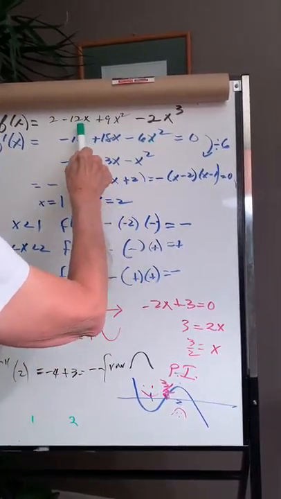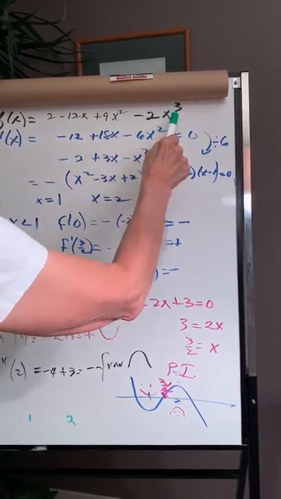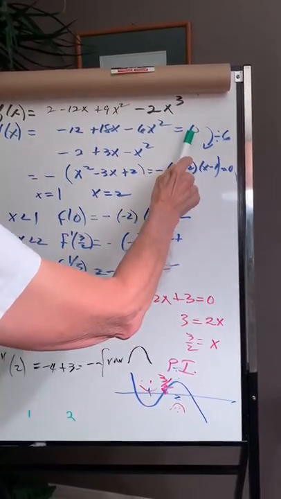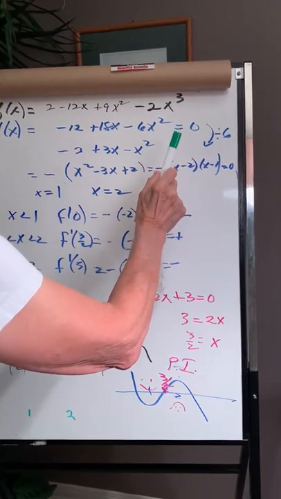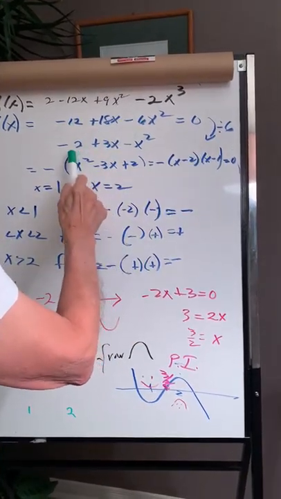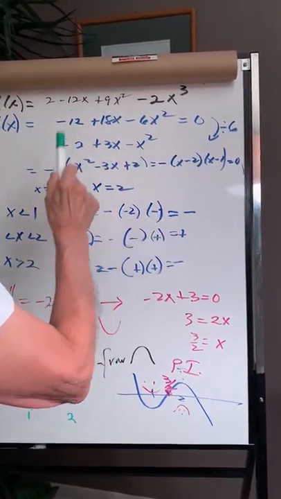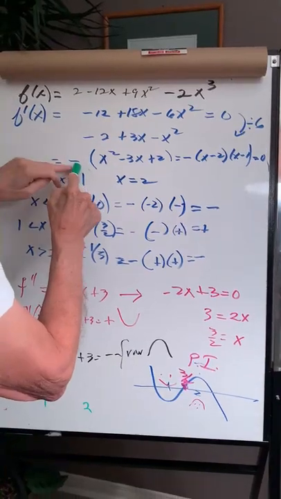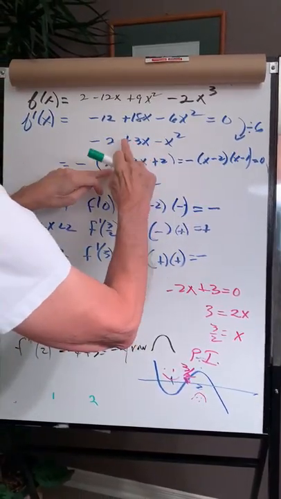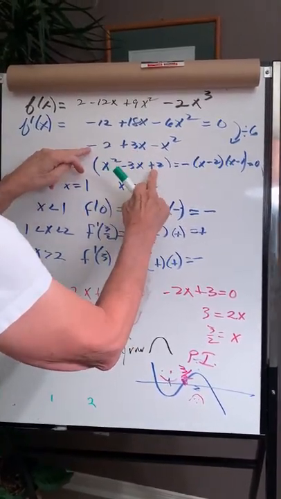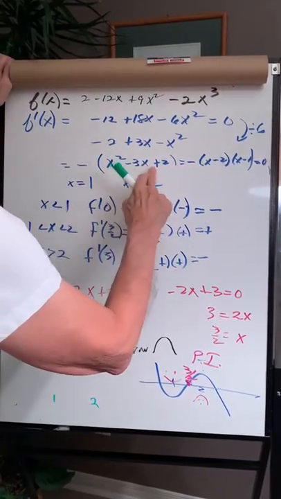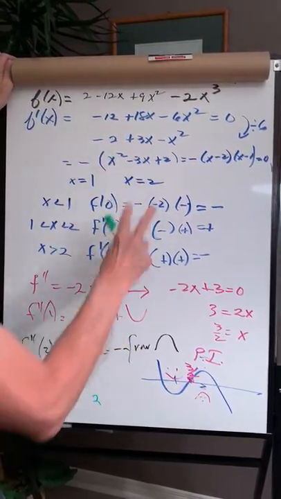That becomes minus 12 plus 18x minus 6x squared. Set it equal to 0 and solve for x. Here I have too many negatives, so let's take the negative sign out. That becomes positive, that becomes negative, that becomes positive. If you remove the brackets, I'll get this.